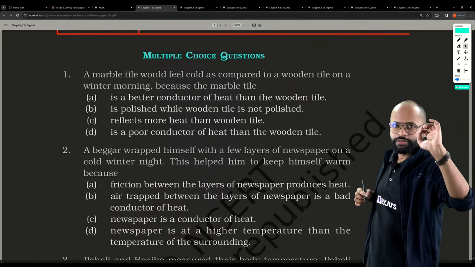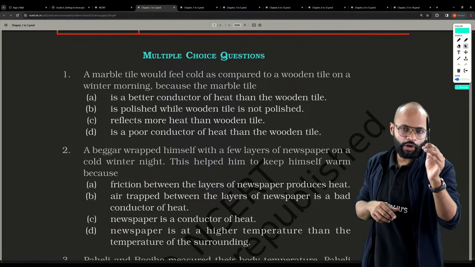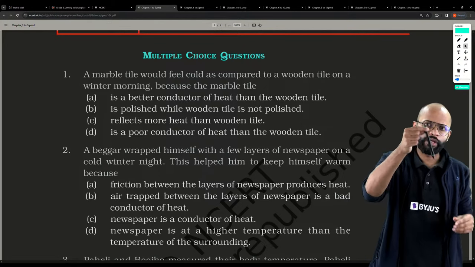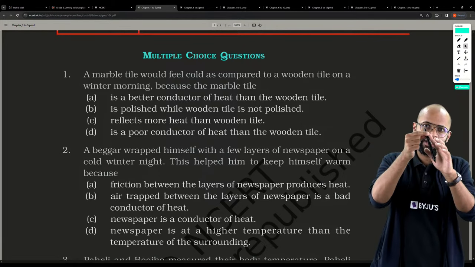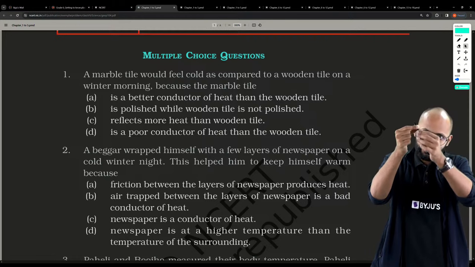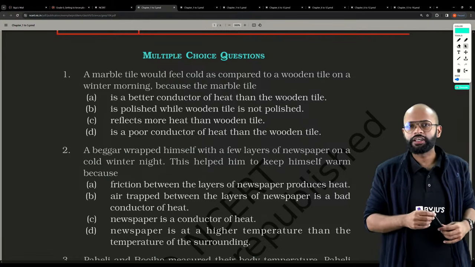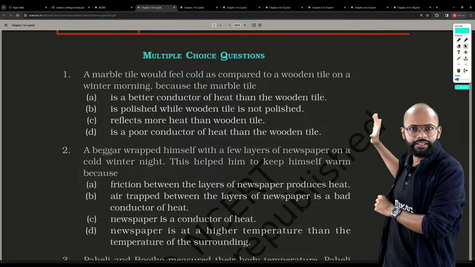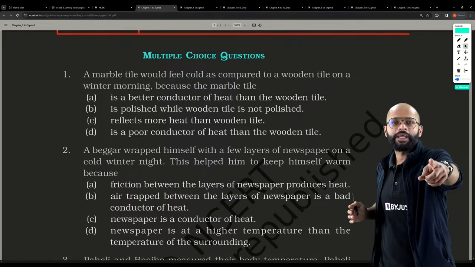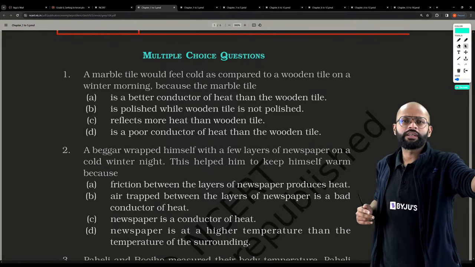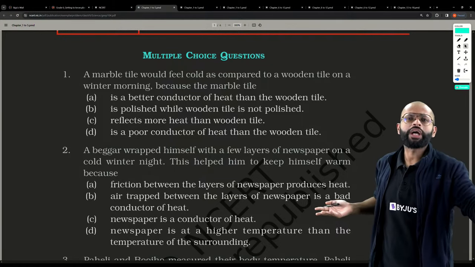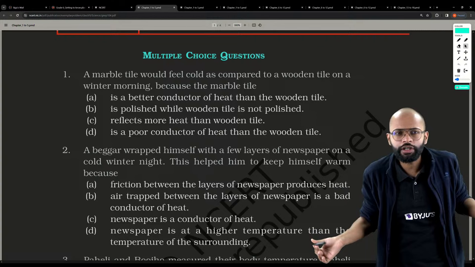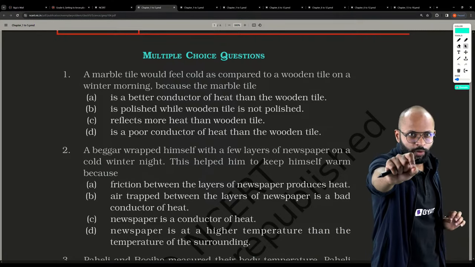Samjhe? So, if let's say this is a conductor, and you touch it from here, because it is a conductor, it will take heat from your hand and take it away. Correct? So, what will a conductor do? A conductor will take heat from you and carry it forward. That is why you feel cold. But insulators don't conduct. So, what will they do? The heat in your hand will remain there. You won't feel cold. Getting this point?